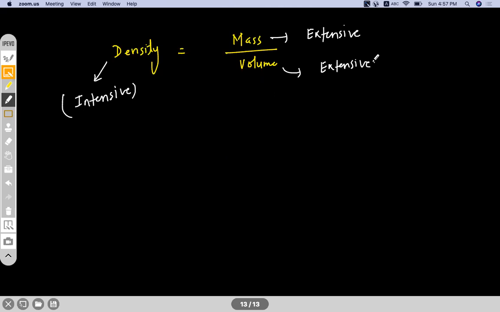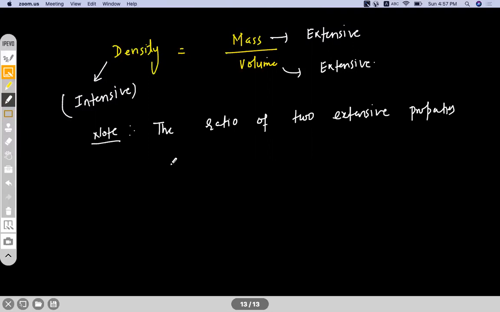So what can we conclude from this relation? Whenever we have the ratio of two extensive properties, the ratio becomes an intensive property. Write down this note, it's very important. Ratio of two extensive properties becomes intensive.